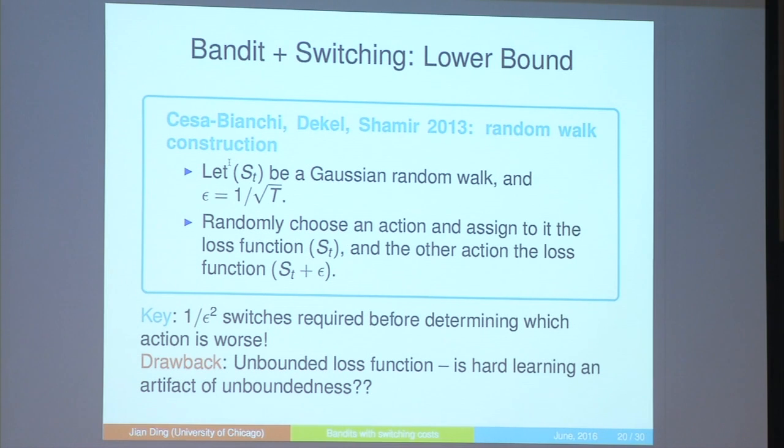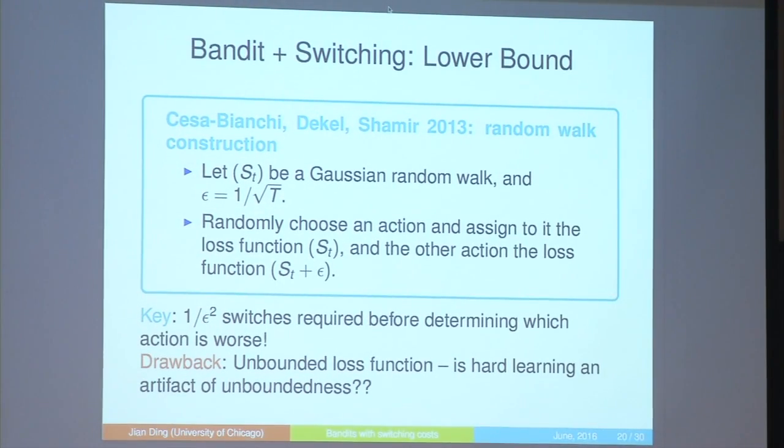If you think for a minute, the advantage of this construction is, well, of course, if you play the first action, you observe something. This would give you some information about whether you are in the good action or bad action, right? But it's a lot of noise, because the difference epsilon is presumably small and the noise has variance 1, say. So you observe something, but it's not enough to tell whether you are in the good action or bad action. And if you stay in the same action, you get no information, because the construction is a random walk. In order to get any additional information, you would have to switch.